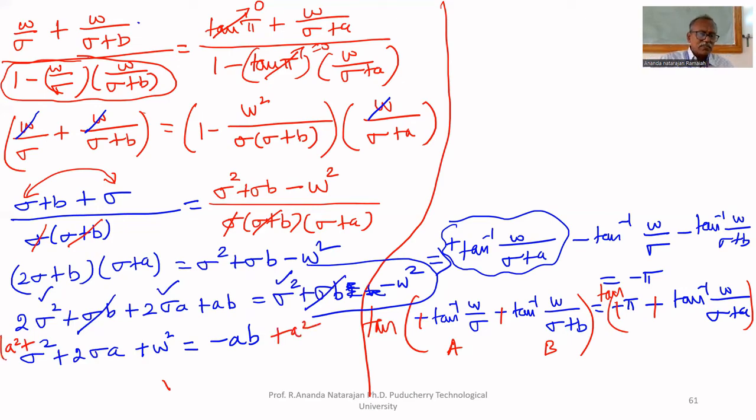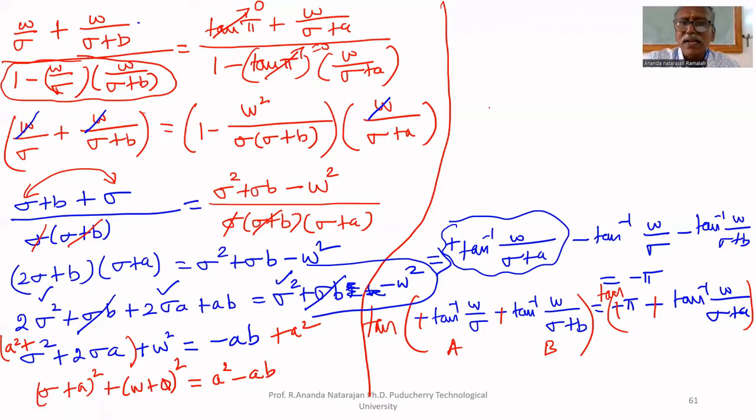So this A square plus sigma square plus 2 sigma A can be written as sigma plus A whole square plus omega plus 0 whole square equal to A square minus AB. So sigma is the real axis, omega is the imaginary axis, like x axis, y axis. X plus A whole square plus y plus B whole square equal to R square is the equation of a circle.